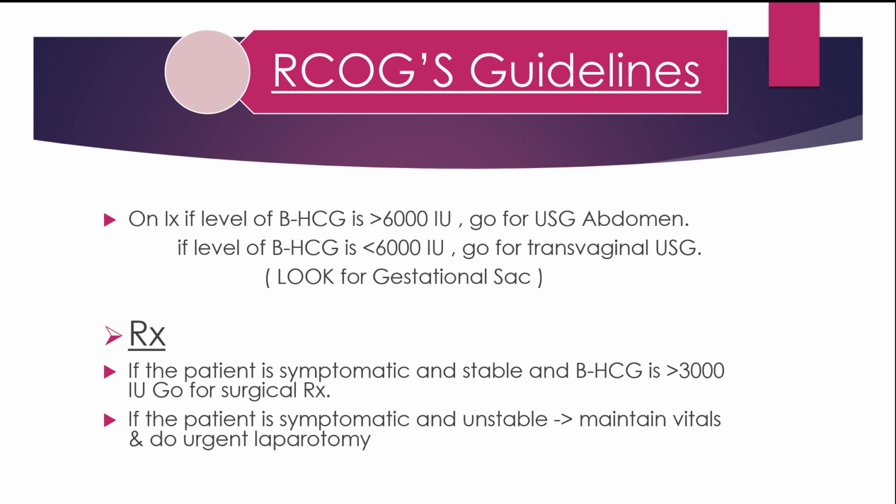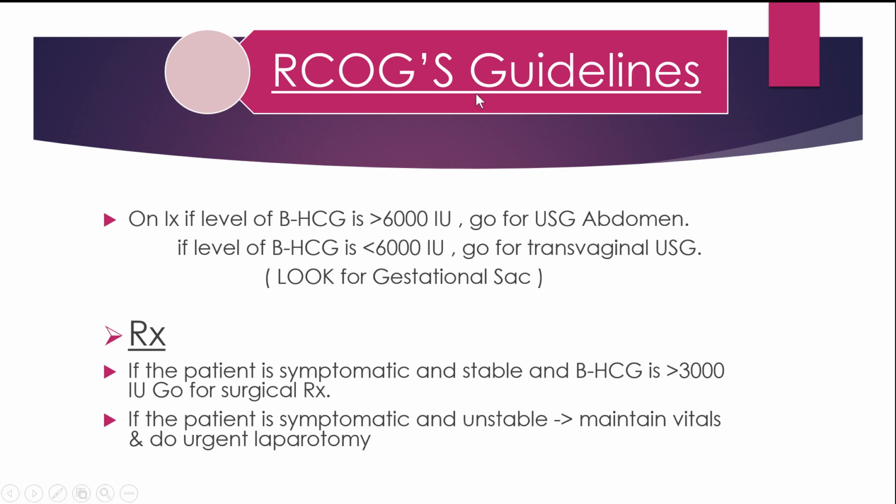Now, these guidelines will guide you on whether you have to go for transvaginal or abdominal ultrasonography on the basis of beta HCG levels. If the beta HCG level is more than 6,000 international units, then go for ultrasonography of the abdomen. If it's less than 6,000 international units, then go for transvaginal ultrasonography. And what you are going to look for is a gestational sac. Obviously, there will be no sac in the uterus because the sac is in the fallopian tube, likely, because 97% is the common site.